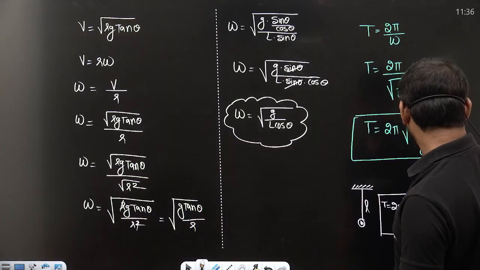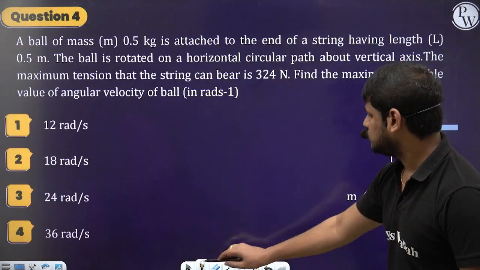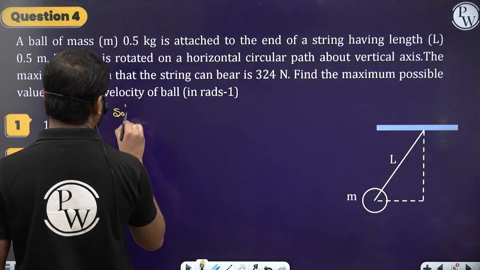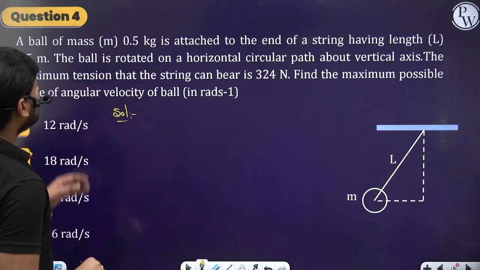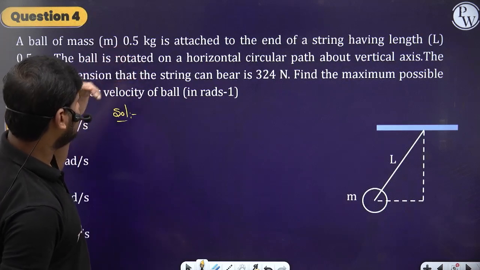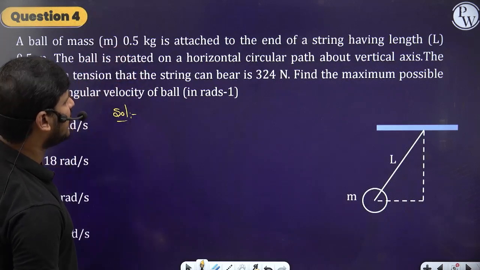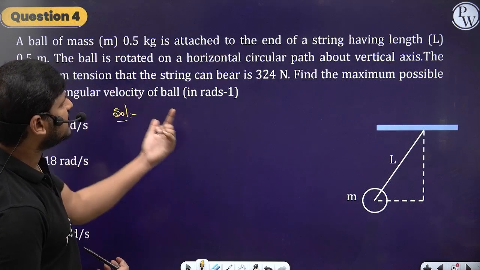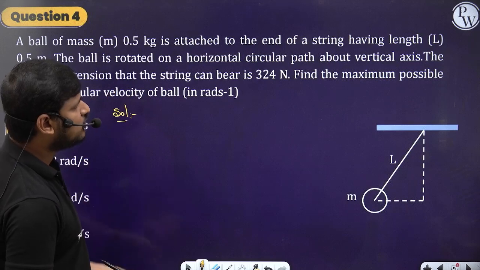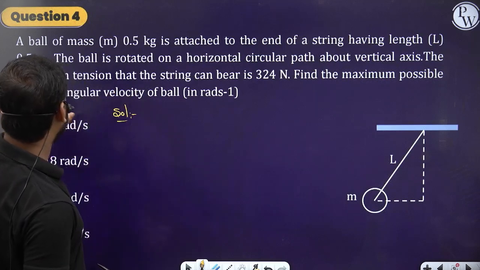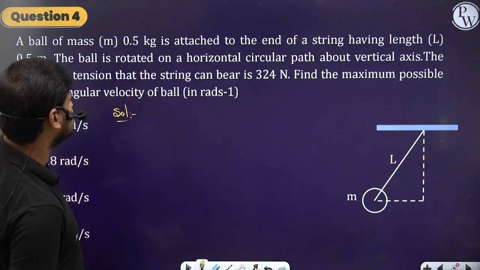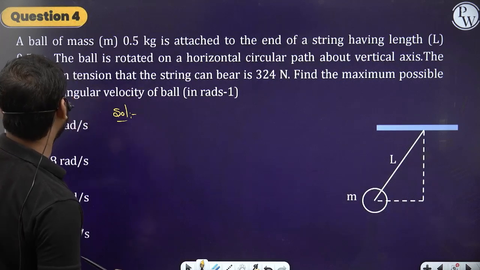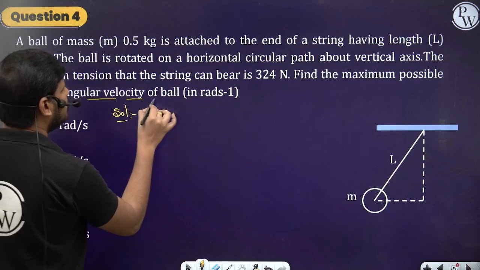Chalo. So let's see the next one. What does the question say? See here, question number 4. A ball of mass 0.5 kg is attached to the end of a string having length L of 0.5 meters. The ball is rotated in a horizontal circular path about its vertical axis. The maximum tension that the string can bear is 324 newtons. Find the maximum possible value of the angular velocity of the ball.